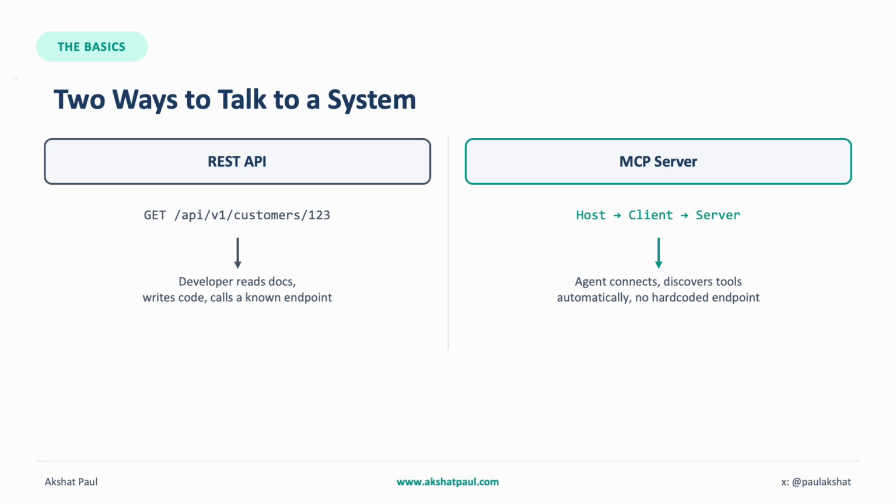MCP flips that. If you watched my How MCP Actually Works video, you already know this three-layer picture: host, client, server. But here's the part that matters for today. When an agent connects to an MCP server, it doesn't need to be told what's available. The server announces its own capabilities. The agent discovers the tools at runtime, live, in the moment, instead of a developer hard-coding them 6 months ago. That single difference, discovery versus documentation, is where everything else in this video comes from.